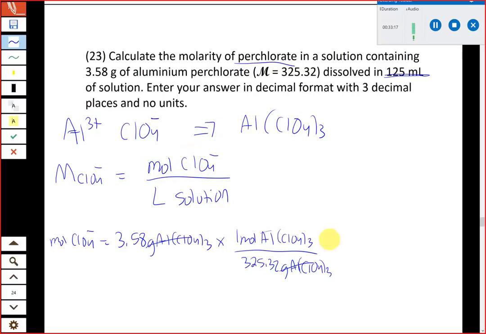We're looking for moles of perchlorate. So we again have to remember that last step. If you look at the formula of the compound, there's a subscript of 3 next to perchlorate. So that means we're going to have 3 moles of perchlorate for every 1 mole of compound that we dissolve. All right, and so that gives us the proper number. Again, this very last step, multiplying by 3, is the one that's most often neglected in problems like this.